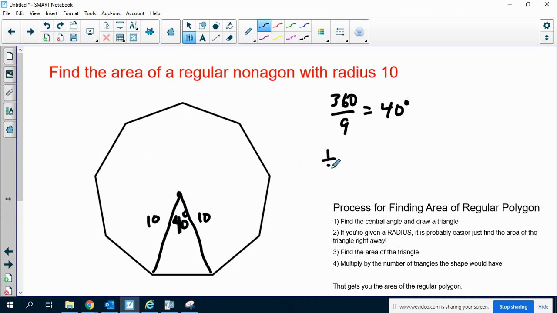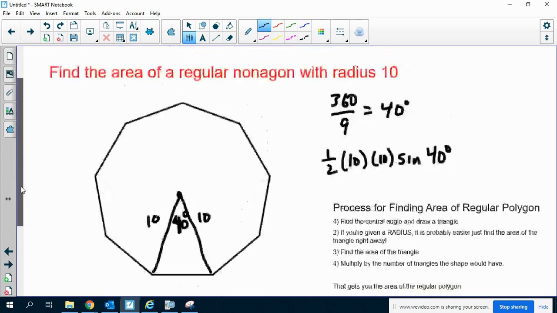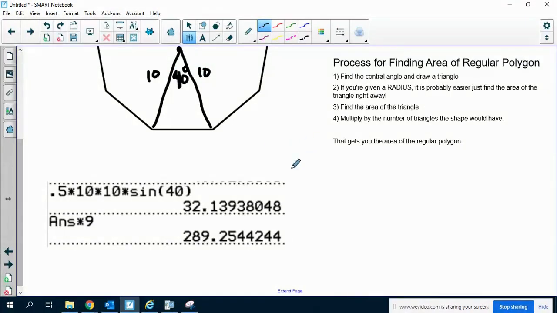So 1/2 times 10 times 10 times the sine of 40 degrees. That ends up being 32.139. And then there would be 9 triangles in this picture. So I multiply this by 9, and I get the area is 289.254 units squared.